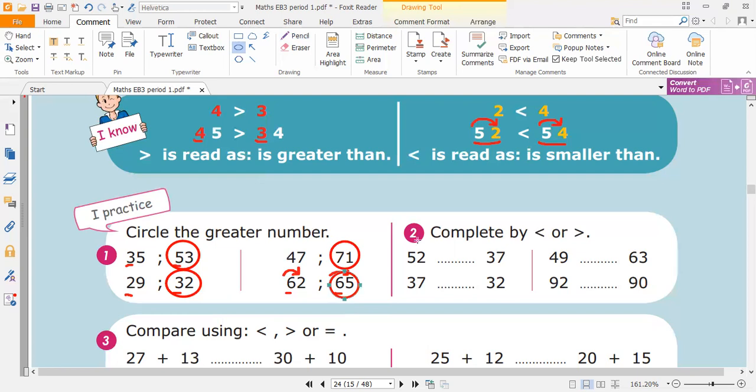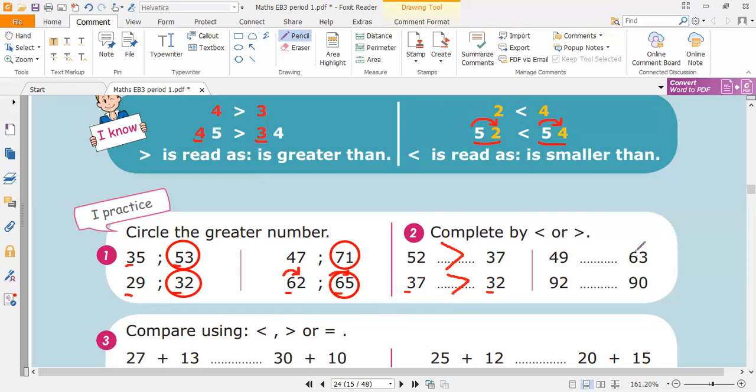Let's do exercise number 2. Complete by smaller and greater. I have 52, 37. Where should I open the mouth? To the 52, because 5 is greater. 37, 32. Here I have 30 and 30. I look at the ones. 7 is greater than 2. So I open the mouth to the number 37.